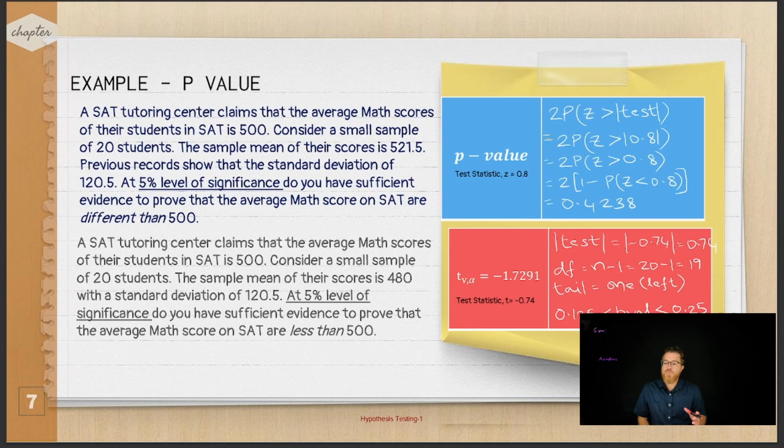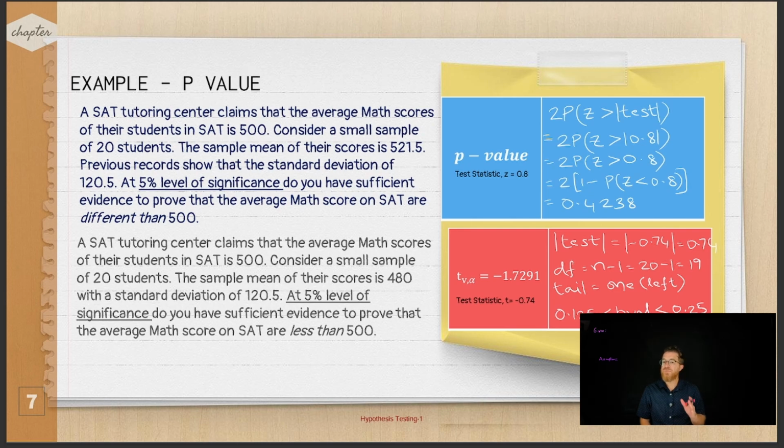For our next example, we have an SAT tutoring center that claims that the average math score of their students on the SAT is 500. Consider a small sample size of 20 students with a sample mean of 480, so we changed that one part of the problem, with a standard deviation of 120.5. At the 5% level of significance, do we have sufficient evidence to prove that the average math score on the SAT is less than 500?